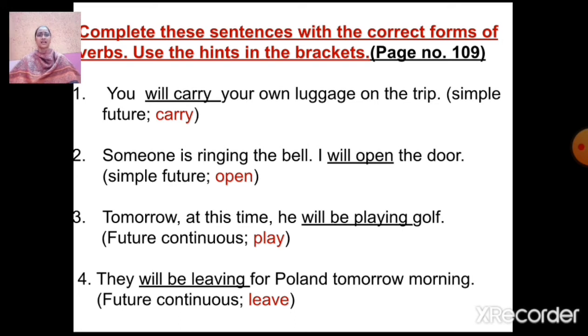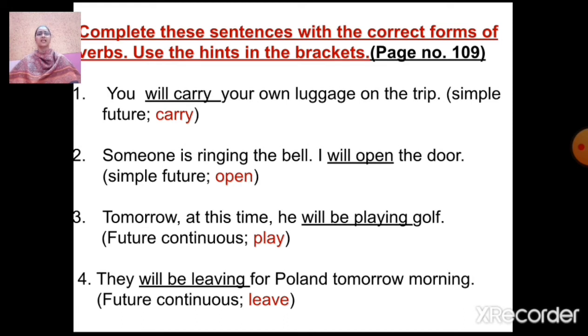Tomorrow at this time he ___ golf. Now we need to complete this sentence with future continuous and the verb given is play. Now just follow the formula. For future continuous, it is will or shall plus be plus ing form of verb. So the answer is: tomorrow at this time he will be playing golf.